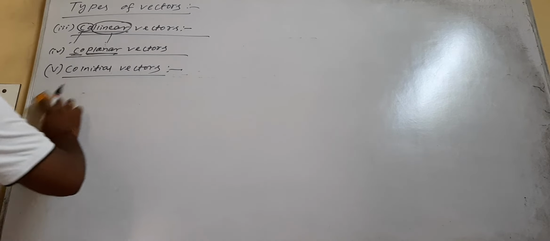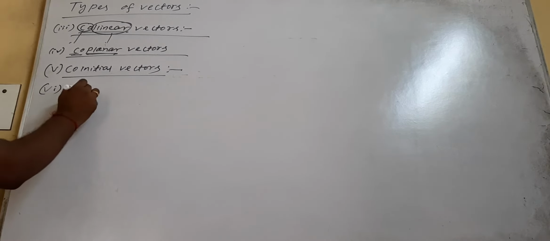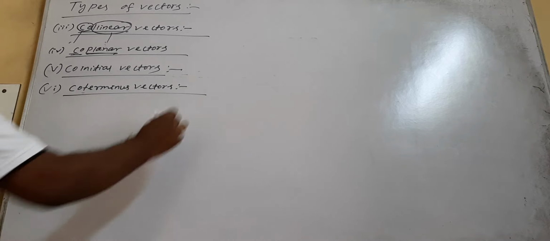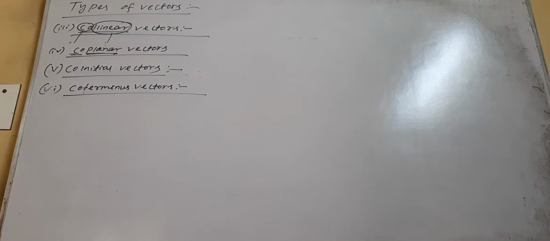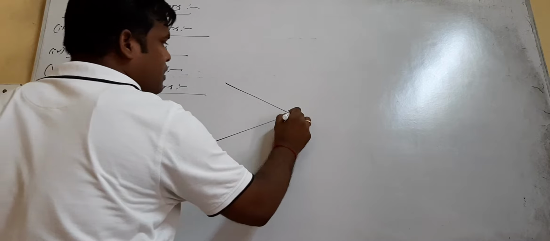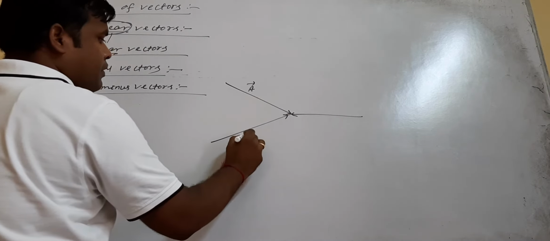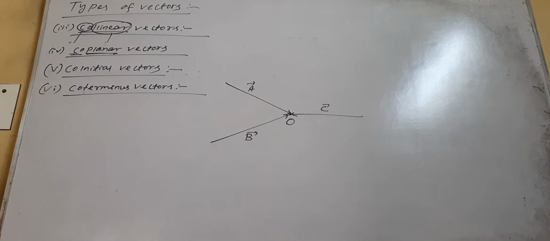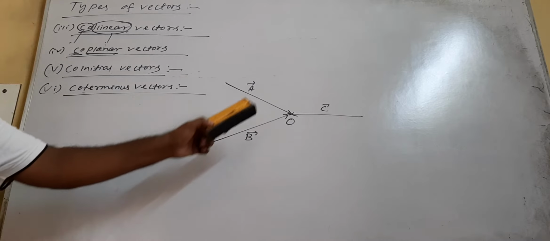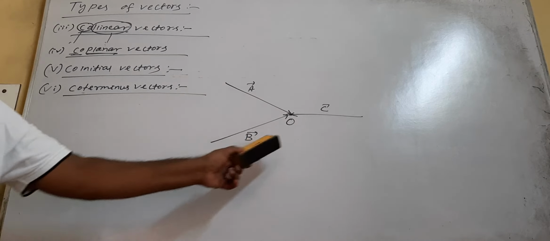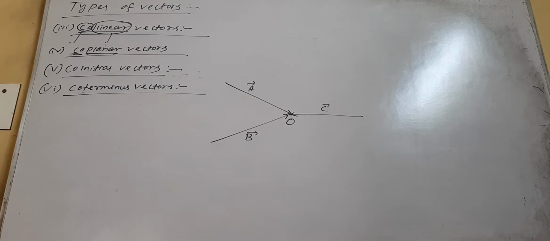Now come to number 6, coterminous vectors. Co means common, terminus means terminal point. Vectors are said to be coterminous vectors if they have the same terminal point, irrespective of their magnitudes and directions. Here you see A vector, B vector and C vector, they all have the same terminal point O, so A, B, C are called coterminous vectors.